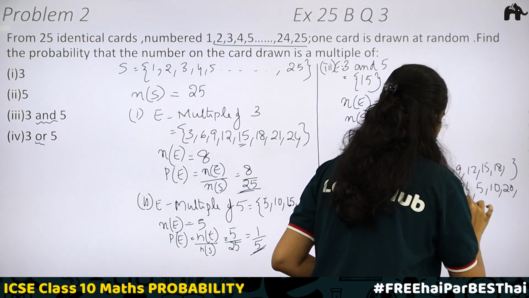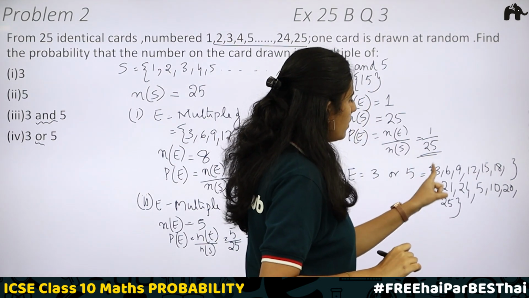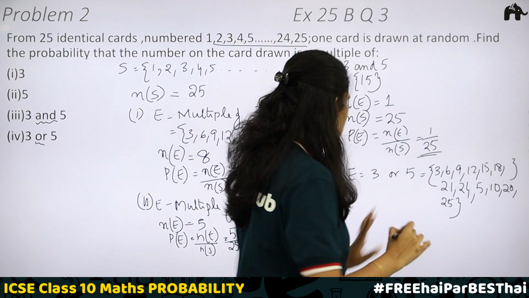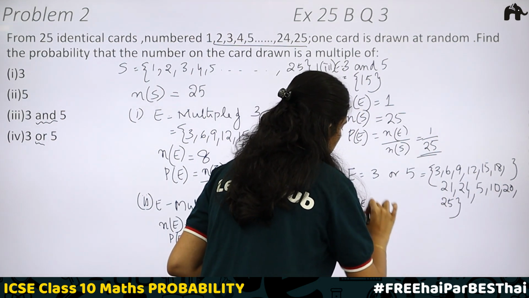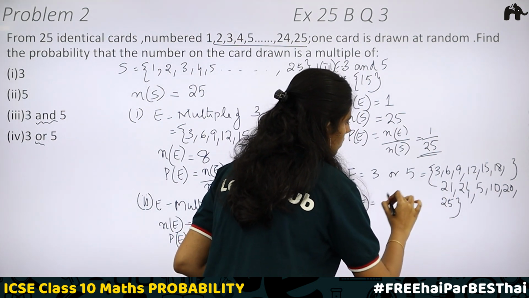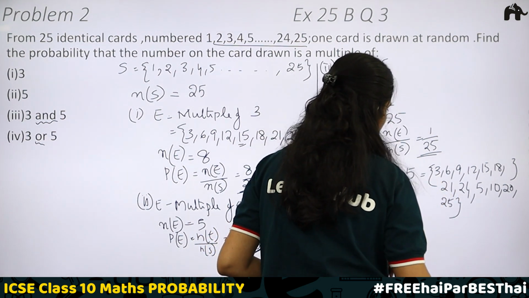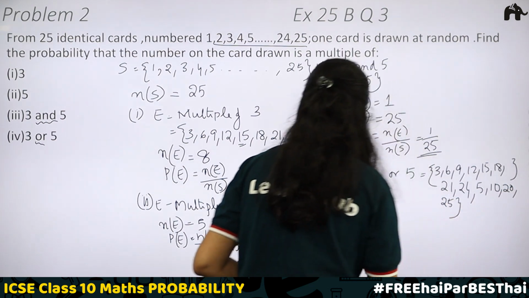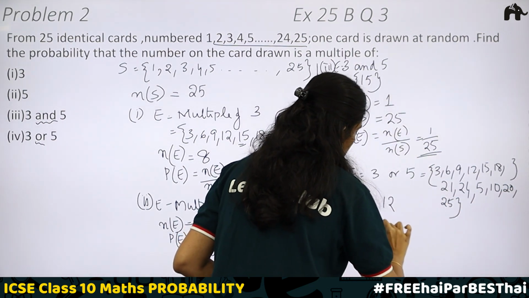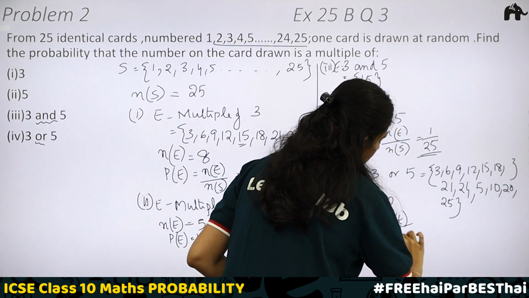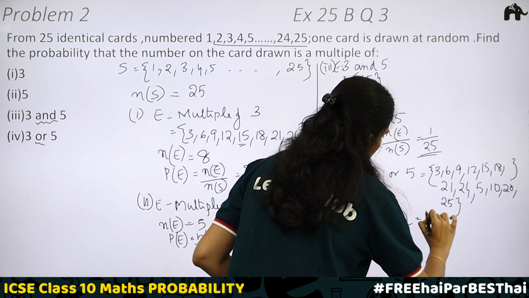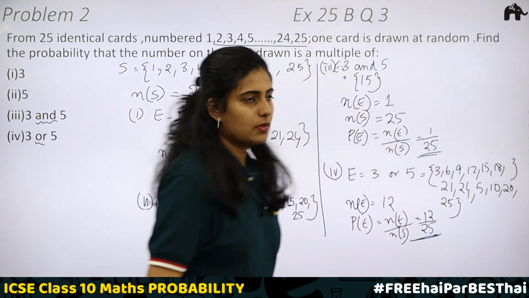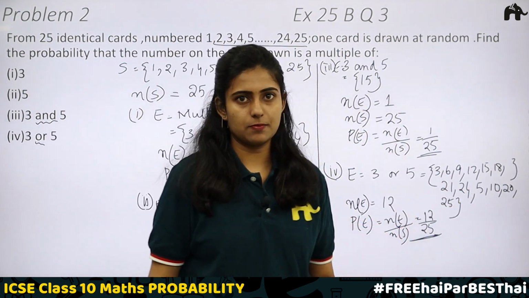20, 25. Okay. Counting 1, 2, 3, 4, 5, 6, 7, 8, 9, 10, 11, 12. Here the number of outcomes favorable to the event is equal to 12. Now the probability of the event will be equal to number of events favorable divided by total number of outcomes. 12 by 25. Again, it cannot be cancelled. There is no common factor. 12 by 25 is your final answer.